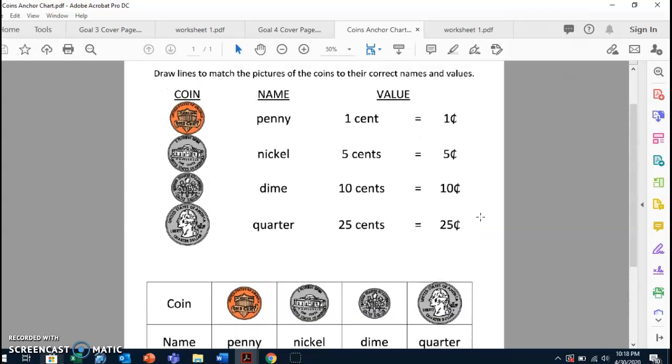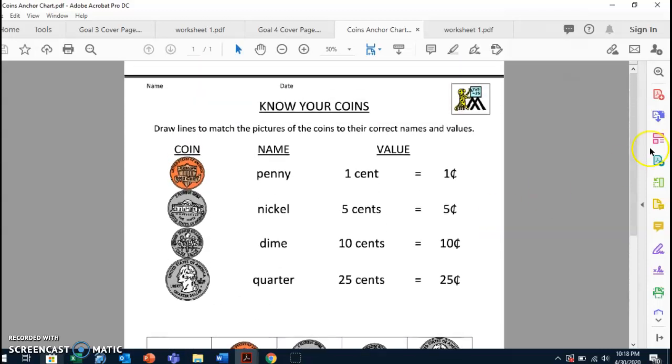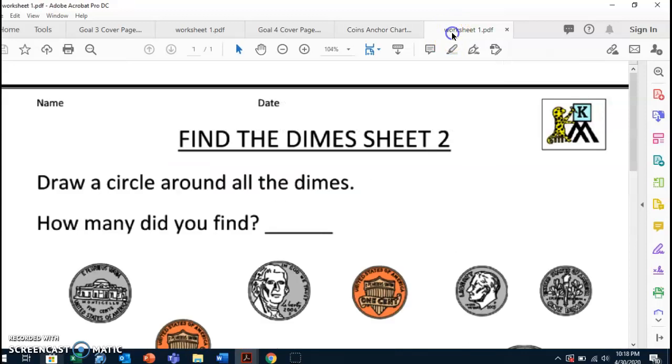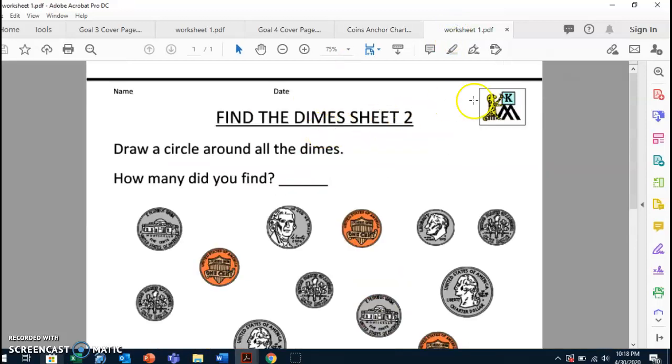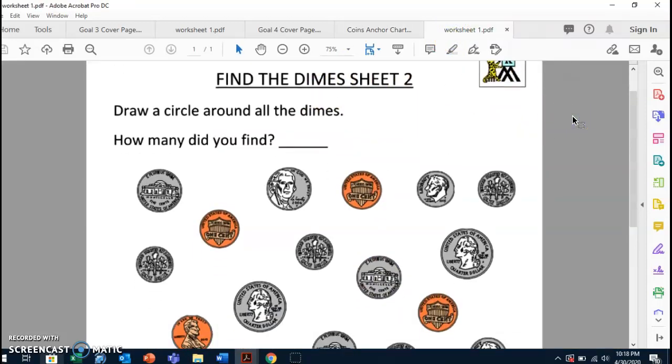And for your assignment for goal number 4, this would be your first worksheet as well. Find the dimes. Draw a circle around all the dimes. So let's see. I'm going to help you with this first line. Is this a dime? Yes or no? This is a nickel. So this is not a dime.